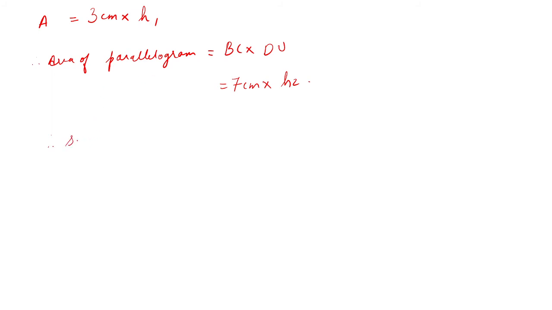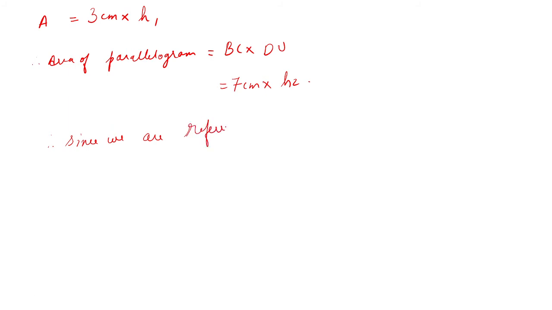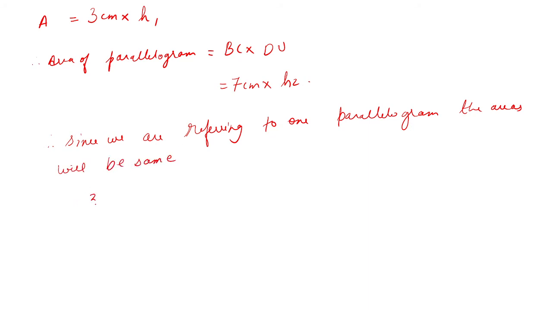Since we are talking only about one parallelogram, we are referring to one parallelogram, the areas will be the same. Clear? So that means I can say 3 centimeter is equivalent to H1 and 7 centimeter is equivalent to H2. Clear? So finally, what is the ratio going to be?